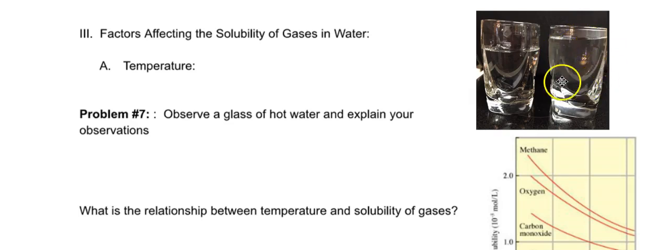But my right-hand glass, my hot water, is actually a little bit cloudier than this one. Can you see the difference? If you're looking closely, you might notice this looks cloudier than this, okay? Why is it so cloudy? What do you think makes the cloudiness? Well, what's making it are the gas bubbles.